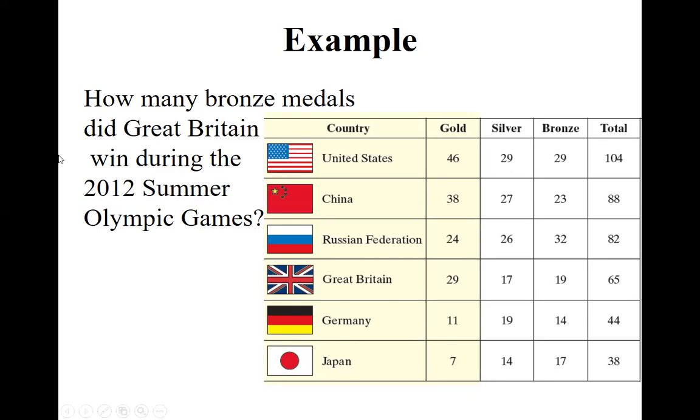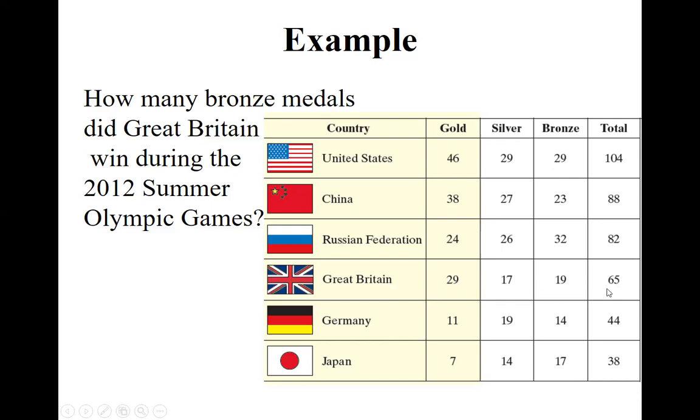So this question asks, how many bronze medals did Great Britain win during the 2012 Summer Olympic Games? So the way we read a table is we go down the country column and we find Great Britain. That's right here. And then across the top, gold, silver, bronze, or total. Which one is it asking for? Well, it's asking for how many bronze medals. So we have the bronze column and the Great Britain row.